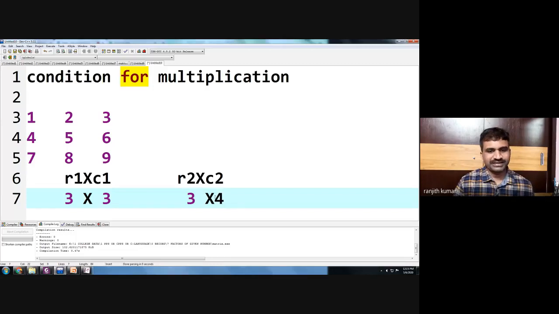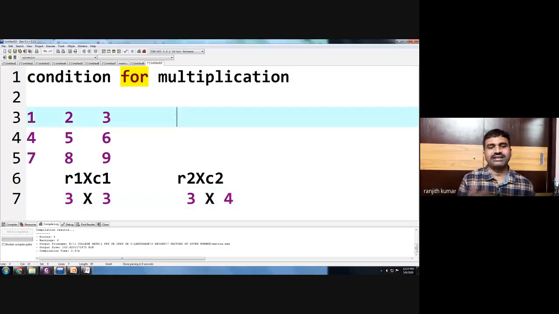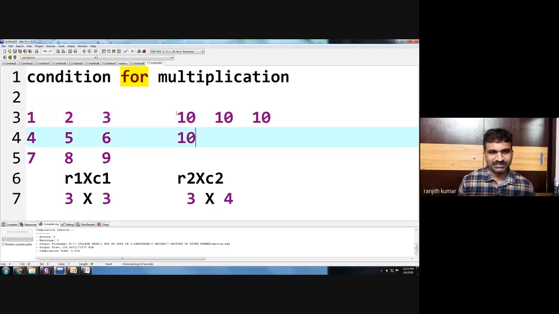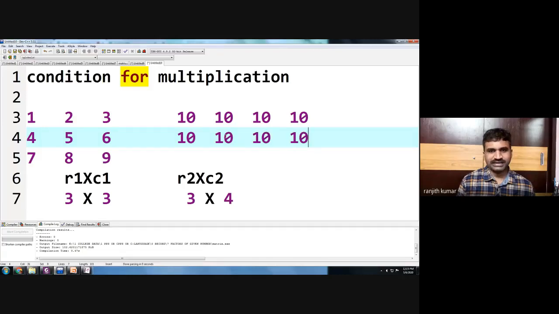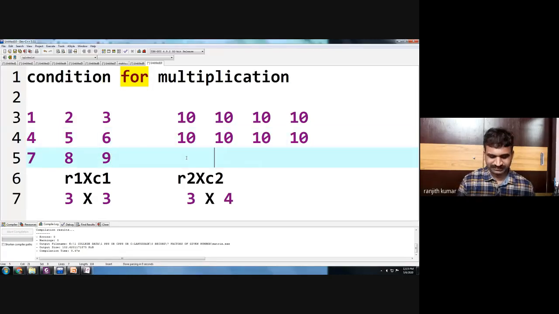So what is happening here? If the number of columns in the first matrix equals the number of rows in the second matrix, then it is possible. So we are entering 3 by 3 here. 10, 10, 10. For easy understanding, we are entering these values. So 4 columns we want. 10, 10, and 10. And here also 10, 10, 10, and 10.